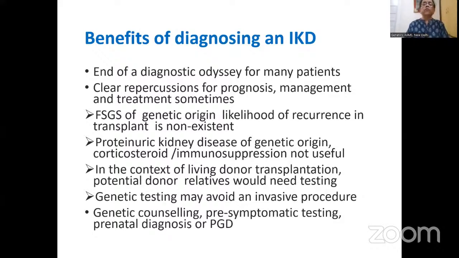And if you're thinking in terms of donors for transplantation, and the disease is of genetic etiology, obviously the donors have to be tested for that particular genetic disorder before being considered as a donor. And then genetic testing may avoid an invasive procedure like kidney biopsy. If you have a specific phenotype where there's a significant proportion of cases of genetic etiology, we may directly go in for non-invasive testing, which is just a blood sampling for genetic tests, and we may get an answer. In some situations, kidney biopsies may be avoided.